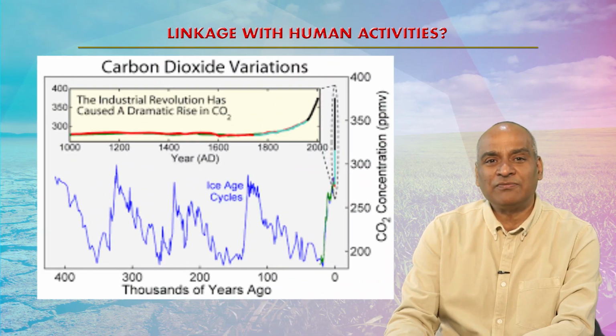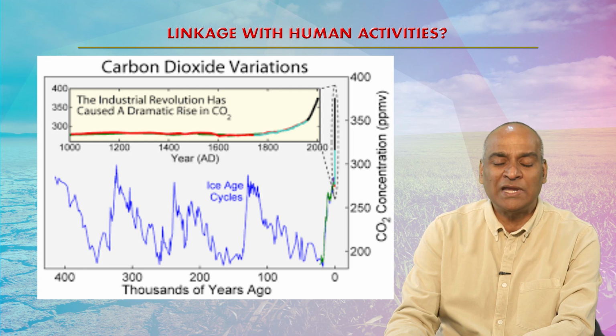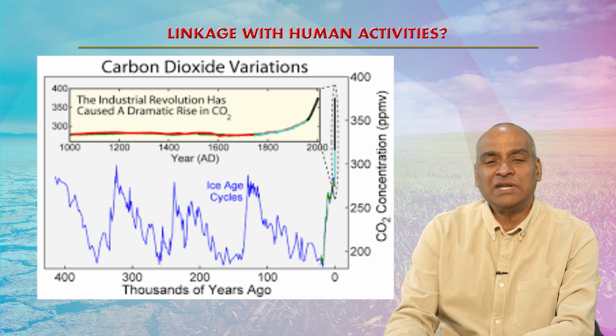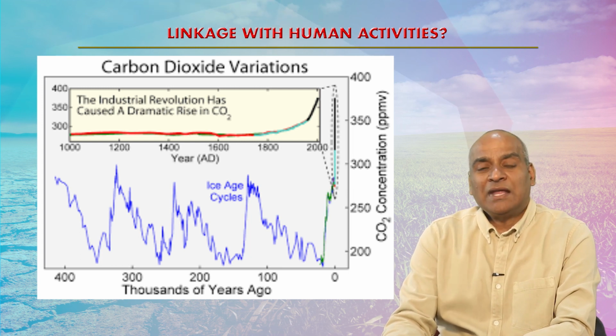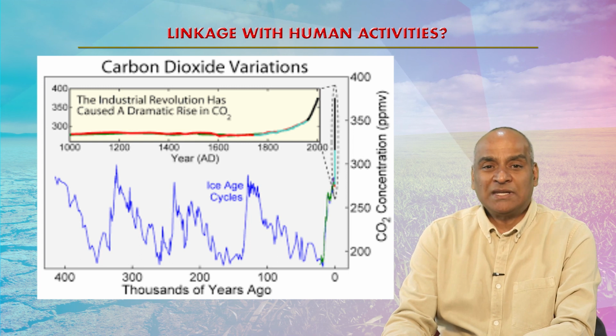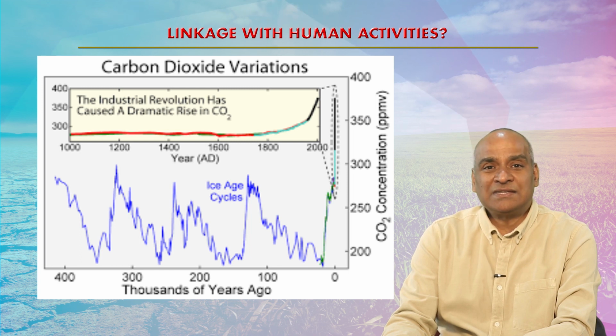If you see this graph which I am showing, you can see post industrialization there has been a dramatic rise in carbon dioxide. Before that it was somewhere around 250, 280 ppm. Now it has crossed 410 ppm. So you can see that the rapid rise has taken place in the post industrial period. Also, in the geological history, if you see the same graph, there were variations in carbon dioxide. That is why there were glacial and interglacial cycles, ice age cycles.